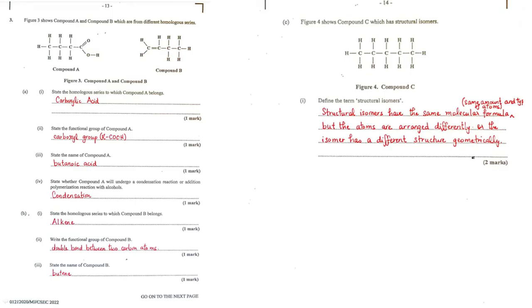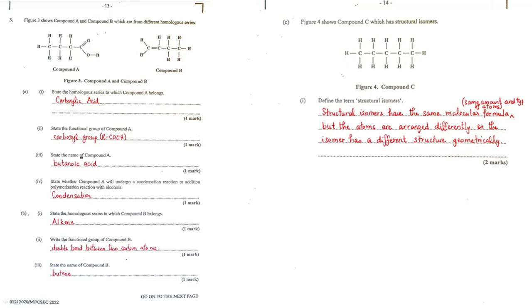Okay, so now we're moving on into organic chemistry. It says figure 3 shows compound A and compound B, which are from different homologous series. Now it says state the homologous series to which compound A belongs. So we have to look closely at the drawings, and we must take note of the functional group. So once you see this functional group here, C double bond OOH, it belongs to the carboxylic acid homologous series. Then it says state the functional group of compound A. It is the carboxyl group.